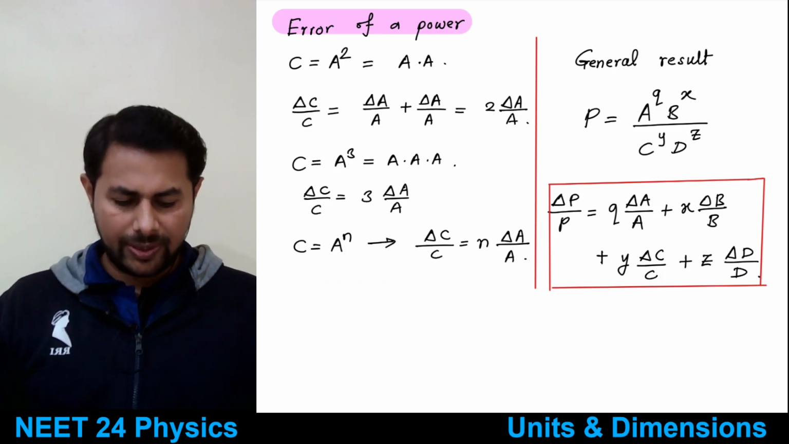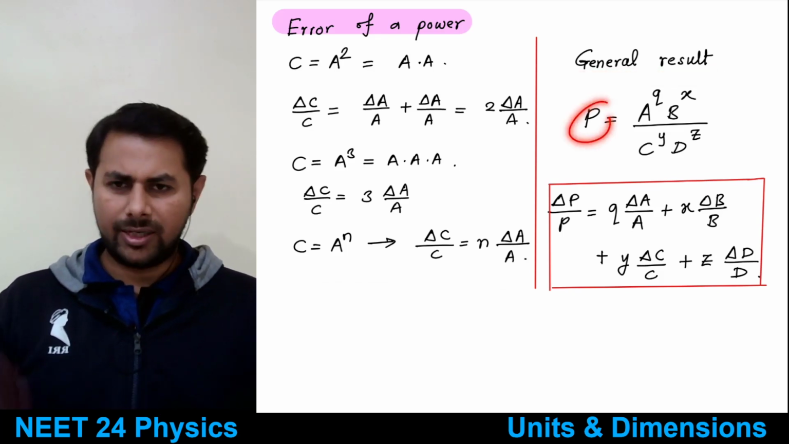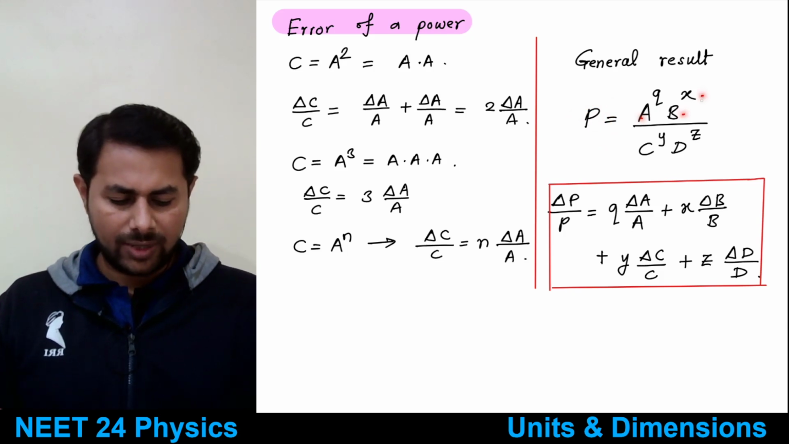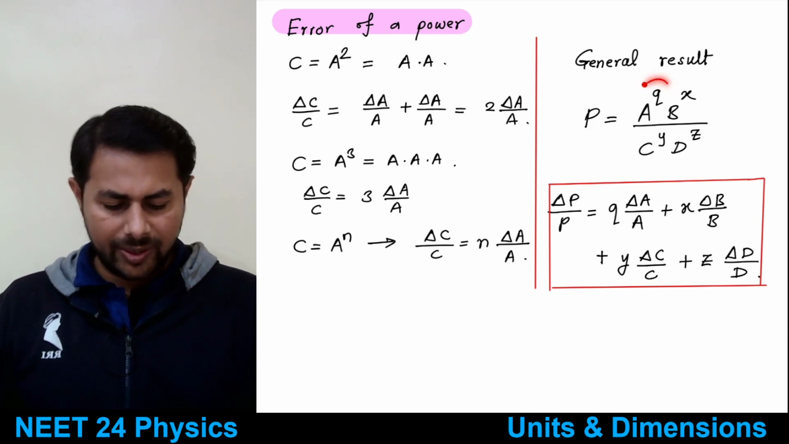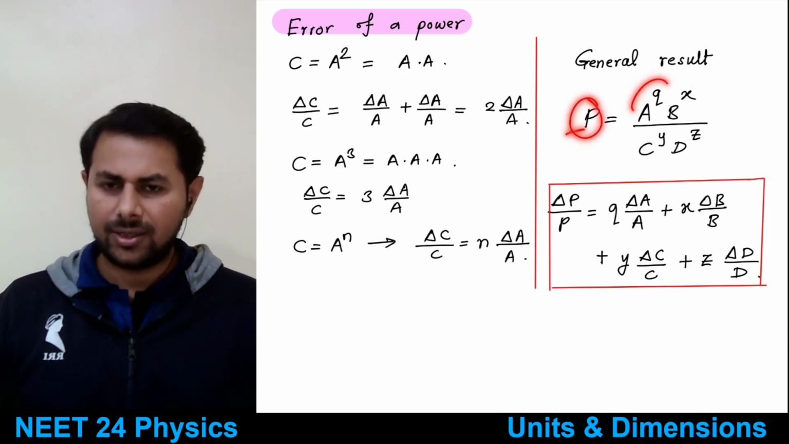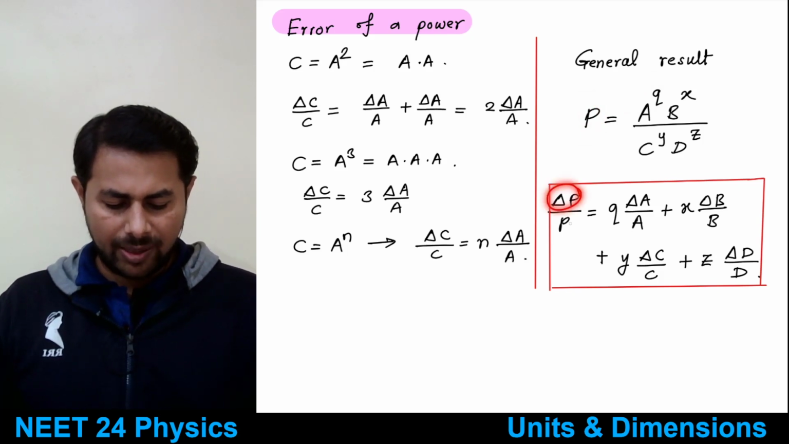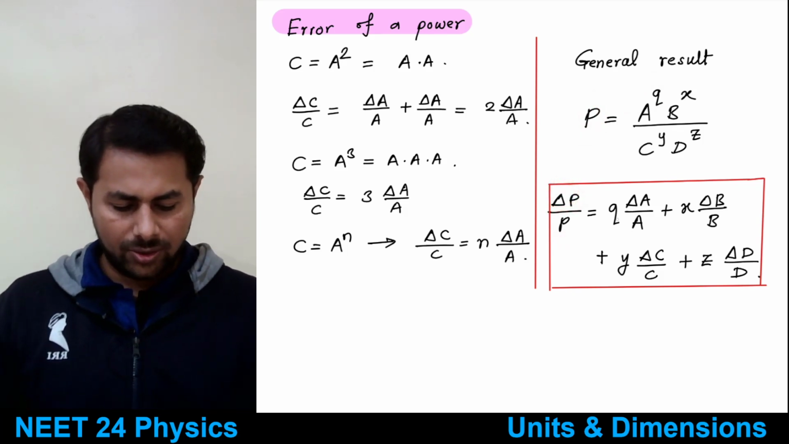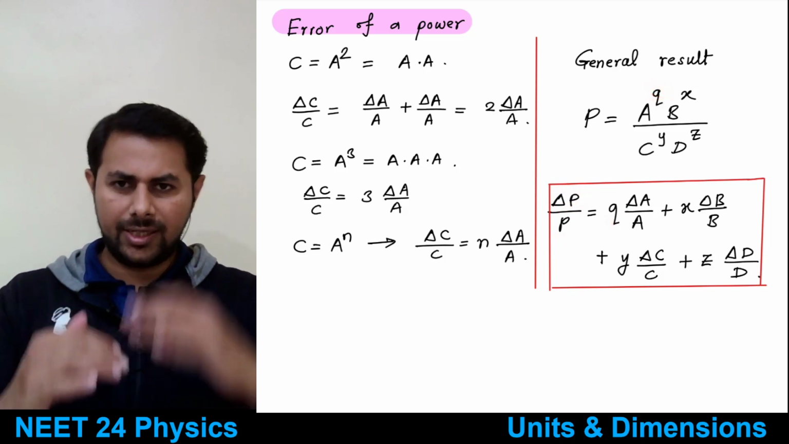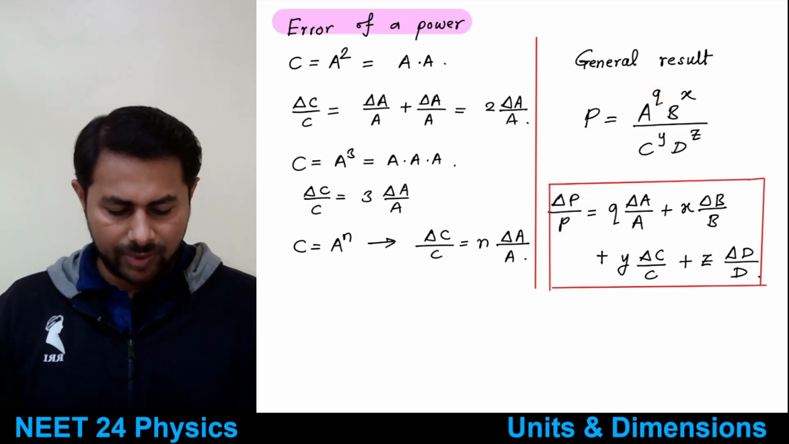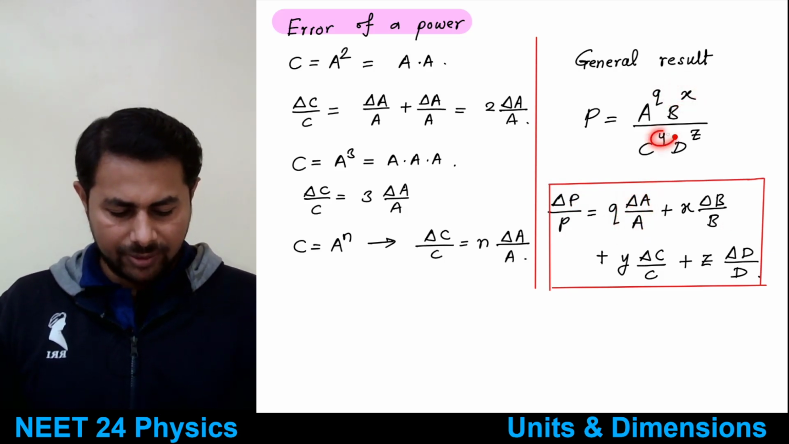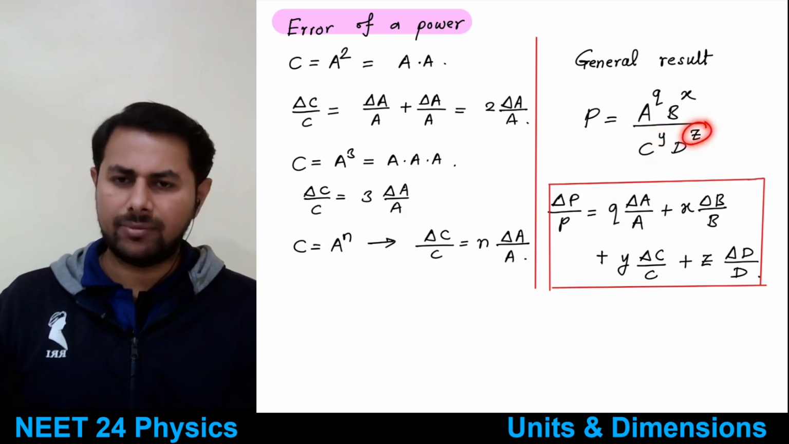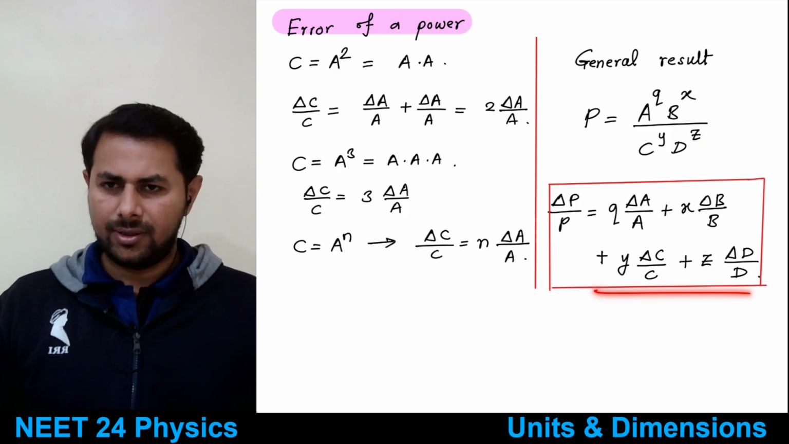Right? Very good. And then you have a general result like this. Suppose some quantity P is A raised to q, B raised to x, divided by C raised to y, D raised to z. Then what will be the relative error in this quantity? Delta P by P can be written as q times delta A by A, because A is raised to q, plus x times delta B by B plus y times delta C by C plus z times delta D by D, right?